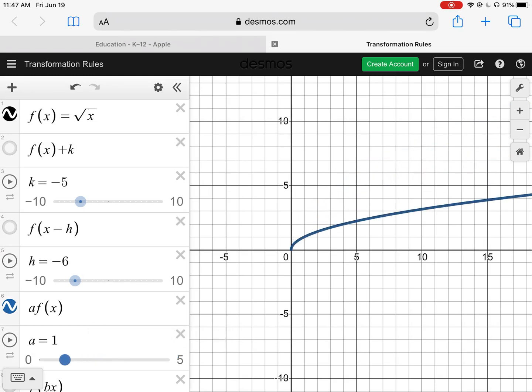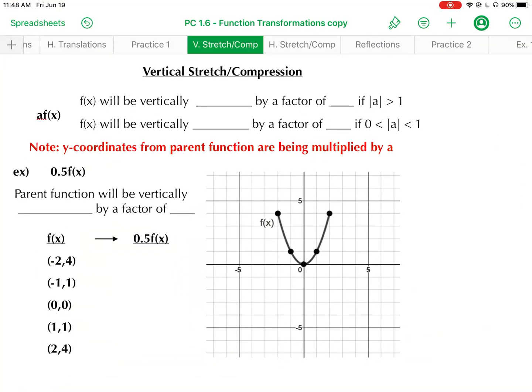But notice right here, I bring a back to 1. When I start to make a smaller than 1, it has like a flattening effect. And this would be called a vertical compression. Think of it like taking the black curve and pressing it down from the top. You're compressing it to give it this flattening effect. And what's happening here is all of your y coordinates from your original parent function, they're being multiplied by that value of a. And since that value of a is smaller than 1, it's decreasing in value. The y coordinates are decreasing in value. Okay? All right, so we formalize this.